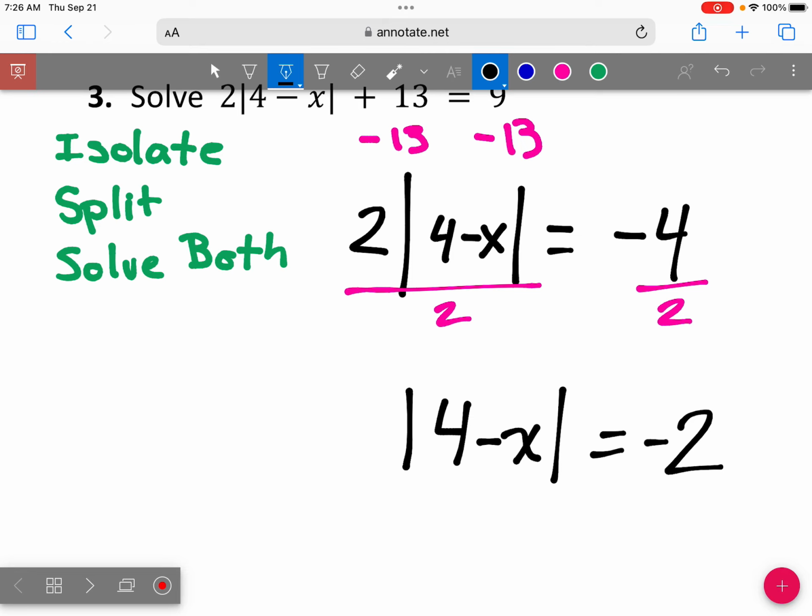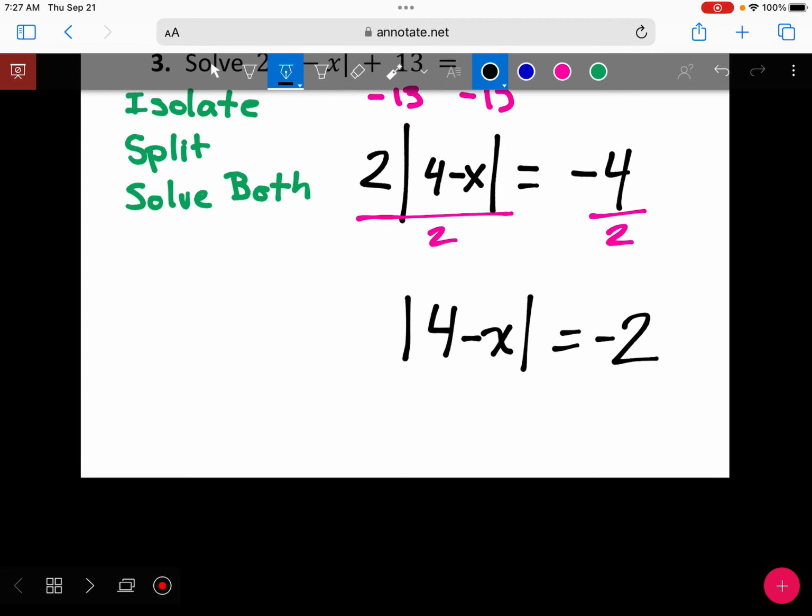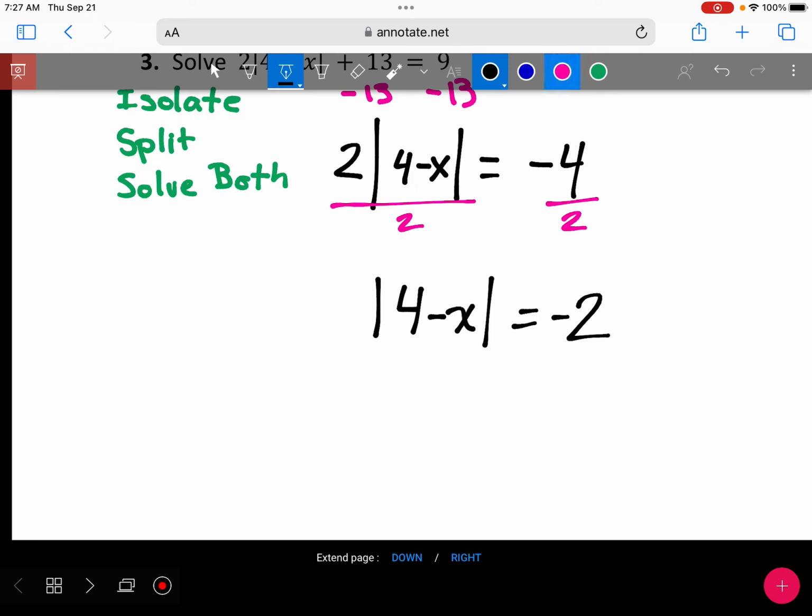So our absolute value, what that's talking about is the distance. How far away? It's how many steps. I talked about my watch a lot on that day. Can I take negative 2 steps? No. Can I have a distance of negative 2? No. We can't have a negative distance. So an absolute value cannot equal a negative number. So we can stop right here and say this absolute value has no solution.